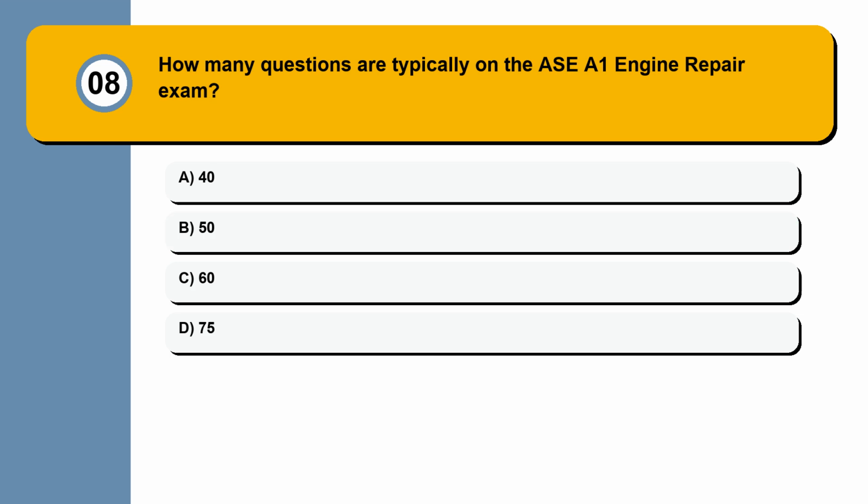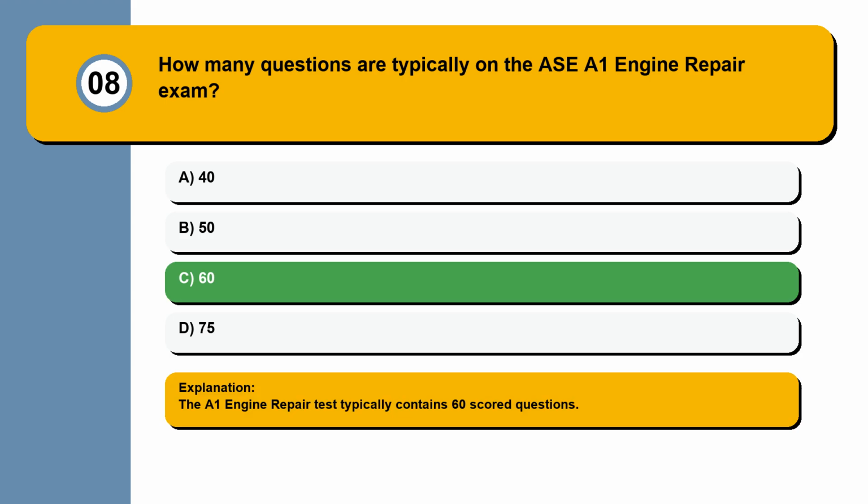Question 8. How many questions are typically on the ASE A1 engine repair exam? 40, 50, 60, 75. The A1 engine repair test typically contains 60 scored questions.